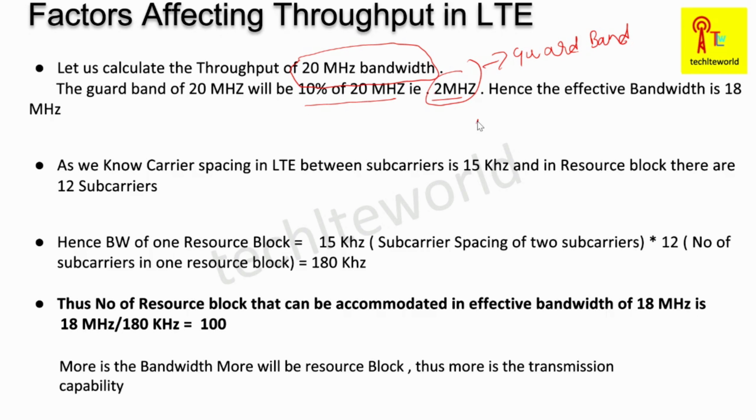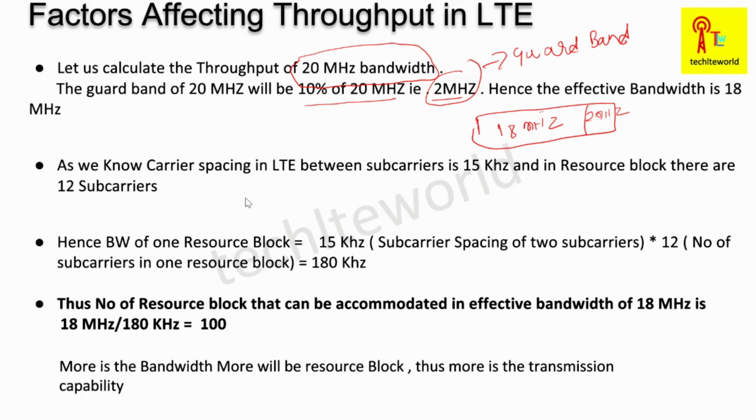If you see this particular table, this 18 megahertz is what will actually be transmitted, and all the resource blocks and all the information which will be transmitted will be contained inside it, and the remaining 2 megahertz will be used as a guard band, right?